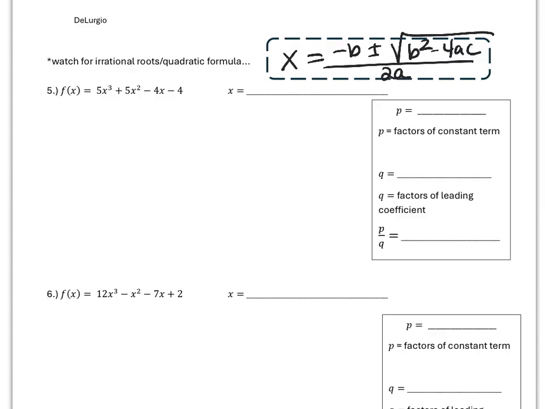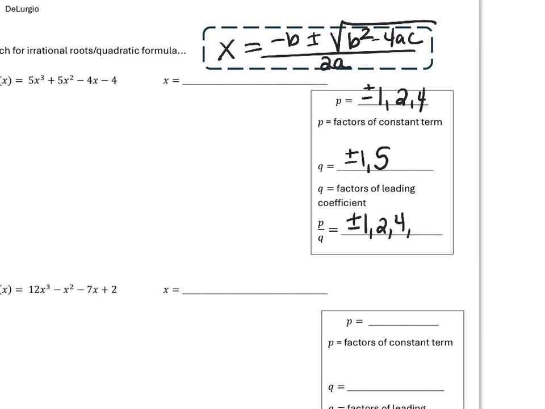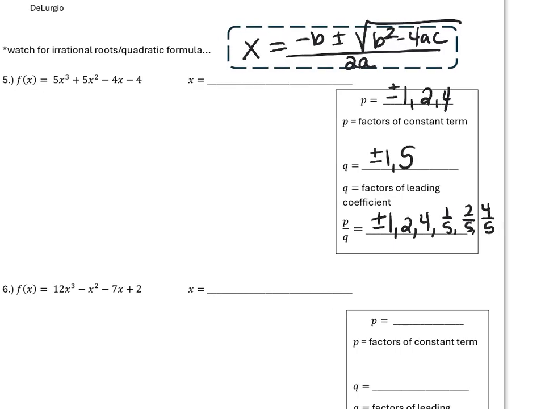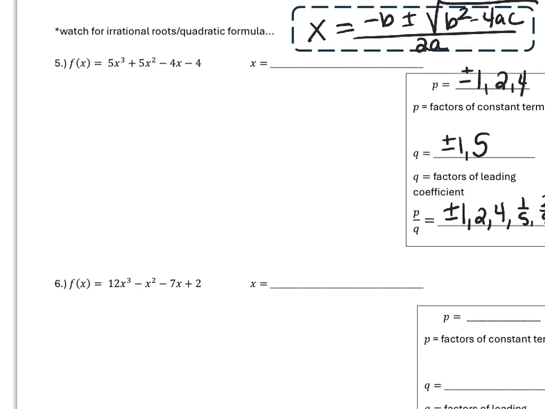So -4 is our constant term, so P is plus or minus 1, 2, 4. And our Q, the leading coefficient, is 5, so plus or minus 1 or 5. So P over Q is going to be plus or minus 1, 2, 4, and then each of them over 5. So 1/5, 2/5, 4/5. And now let's start doing our math.